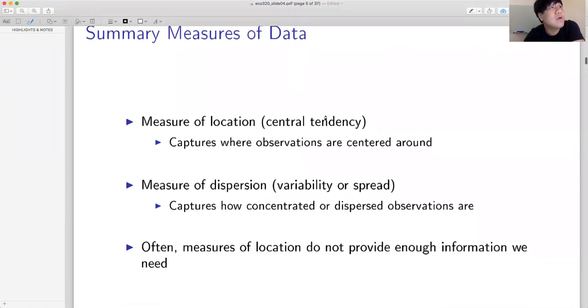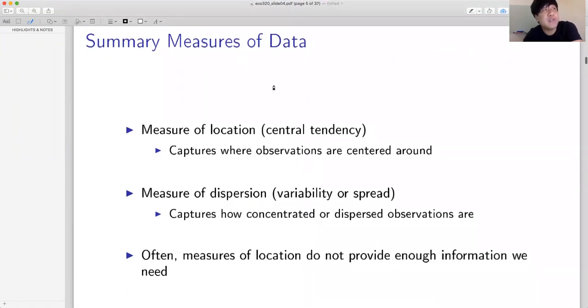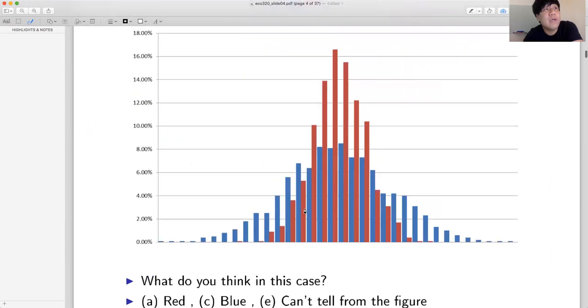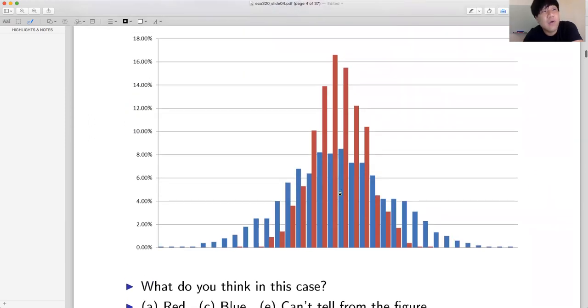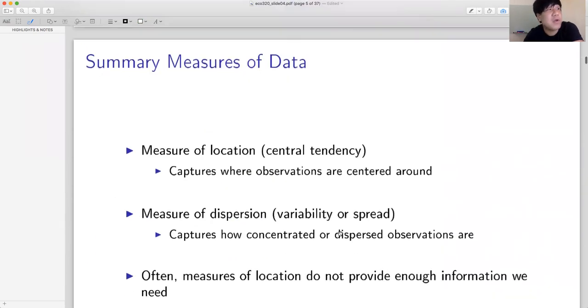Okay, so when we talk about data sets, we talk about measures of location. They capture where the observations are centered around. For example, for this red one, their mean is around here, and based on this center, the distribution is something like that. So those are some information we can take from here.